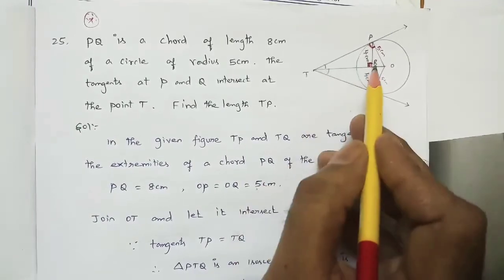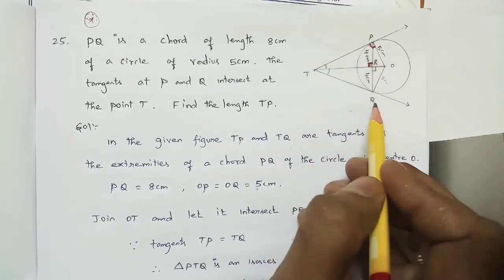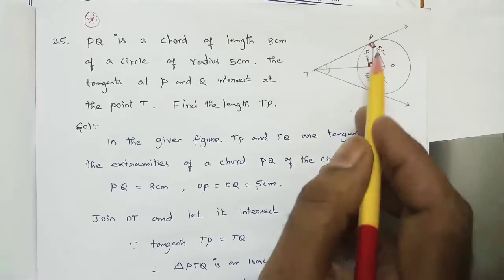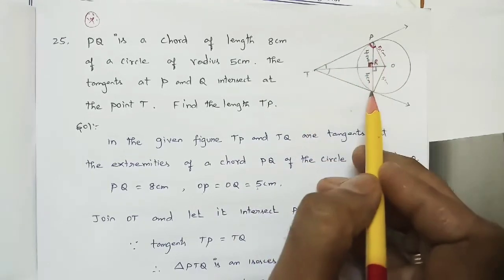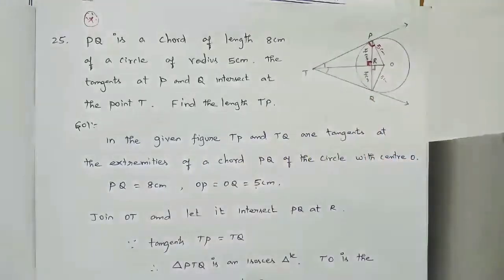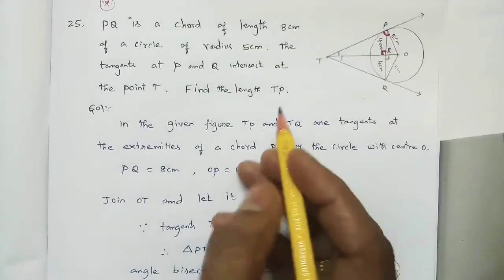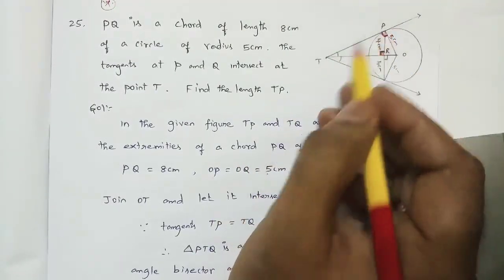So PR is equal to 4 centimeters, and QR is 4 centimeters. At the same time, TR is perpendicular to PQ, right? Understood? That is what we are explaining. Now I am going to find the value of TP, one by one.